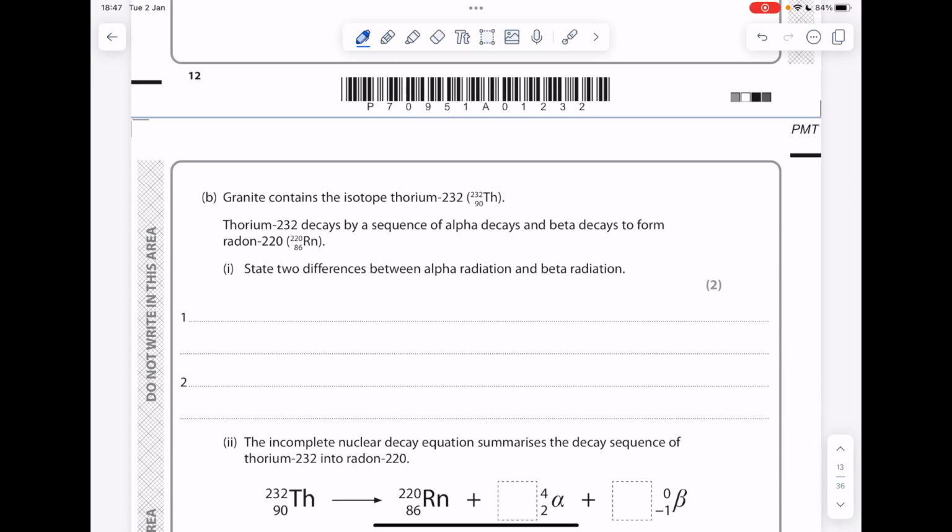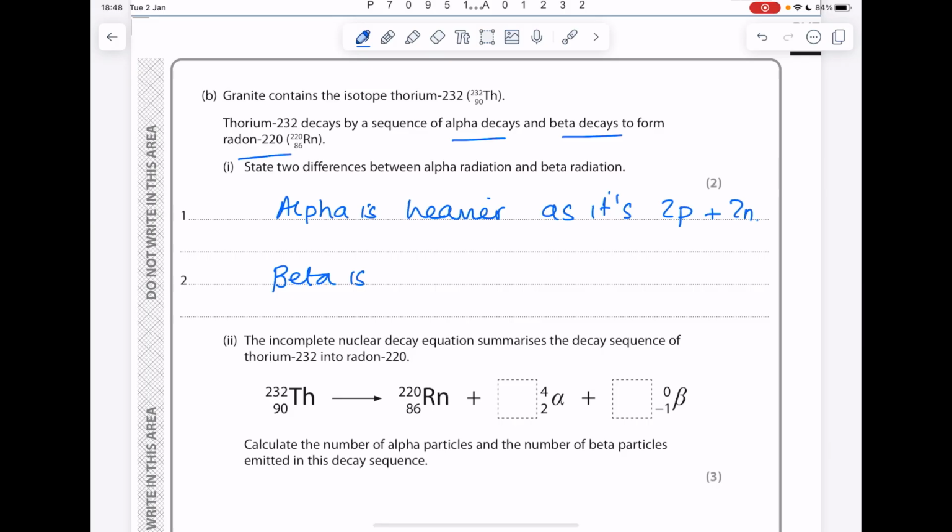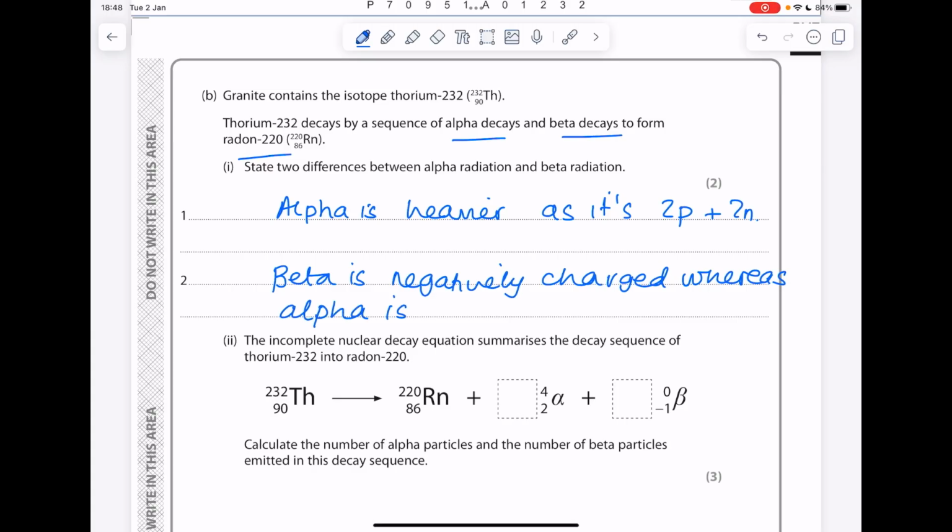Granite contains the isotope thorium-232. Thorium-232 decays by sequence of alpha and beta decays to form radon. State two differences between alpha radiation and beta radiation. So remember, alpha is heavier, as it's 2 protons and 2 neutrons. Beta is negatively charged, whereas alpha is positive. Because remember, beta is effectively a fast-moving electron.